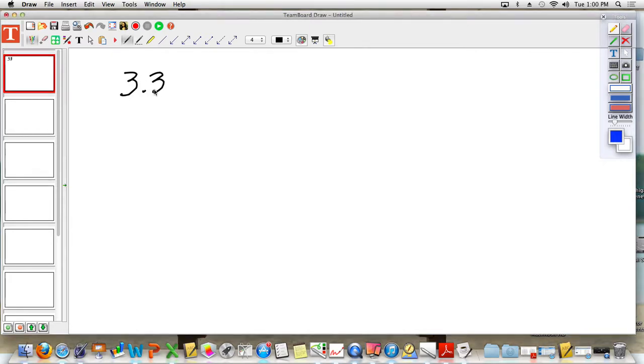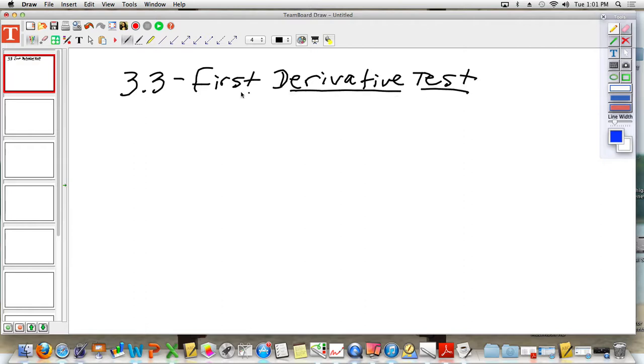Your notes as 3.3, first derivative test. The first derivative test is used to help you find relative minimums and relative maximums.